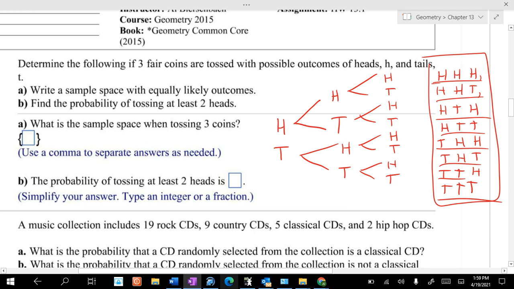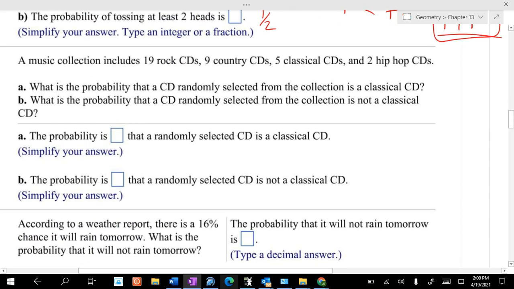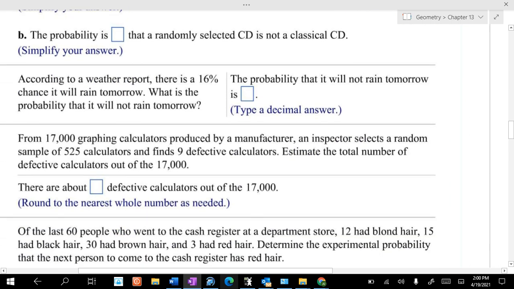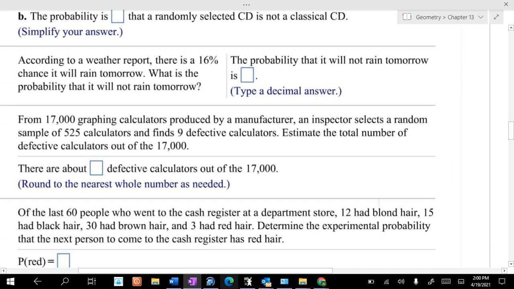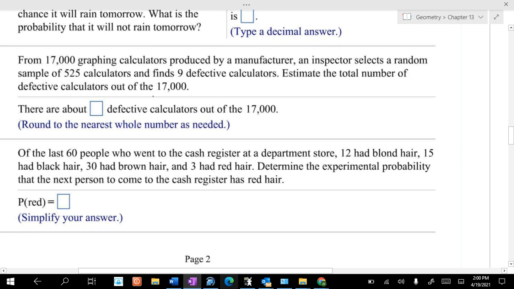What's the probability of tossing at least 2 heads? Well, this one has at least 2 heads. So does this one, and this one, and this one. So 4 out of 8, which is half the time, you'll toss 2 heads. Okay. I think you can get the CDs one. You just add them all up and pick it out. The rain tomorrow, not rain tomorrow, we already did. This one was the workers walking to work. It's the same type of thing.